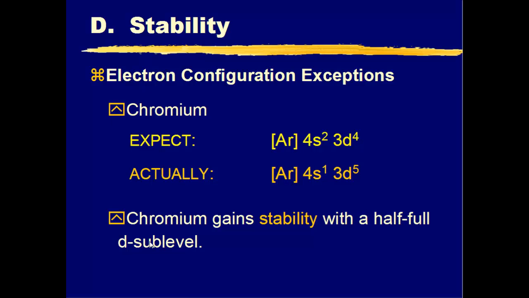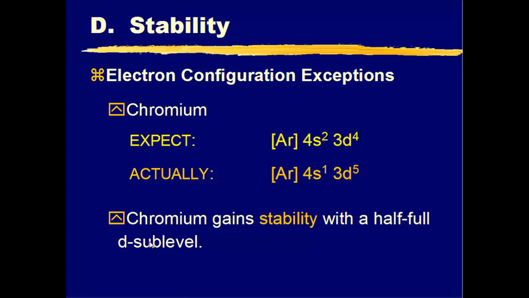Here's the last exception to the rules for electron configurations. The element that I'm going to show you this time is chromium. Chromium's going to do something similar to what copper did. In fact, copper, silver, and gold. Remember, you looked at that whole group on the last slide.